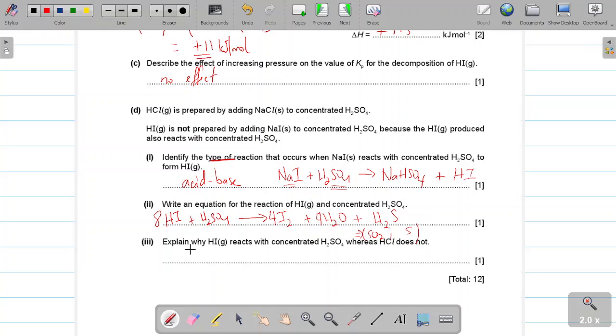And the question asks us, explain why hydrogen iodide gas reacts with sulfuric acid whereas HCl does not. And the reason is simply because HI is a stronger reducing agent than HCl. And that's the explanation.